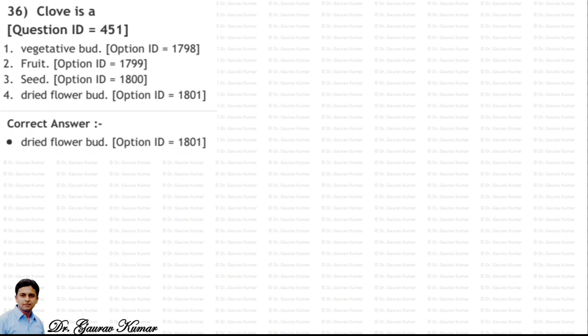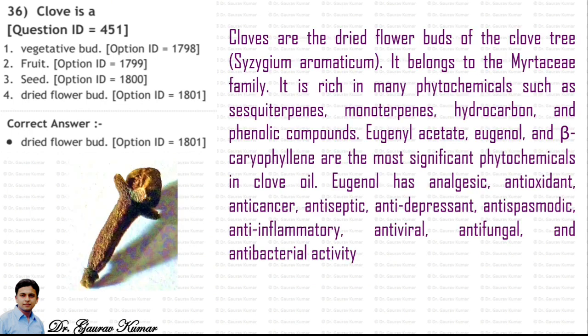Next question, clove is a. So we know that clove is a dried flower bud. Let's read a little bit about it. Because it is from the economic botany section, so you should know what is the scientific name of clove, what is the family that it belongs to, and what are the various chemicals that we use or extract from clove, although it is already used for culinary purpose for cooking and all. Let's just read this paragraph.